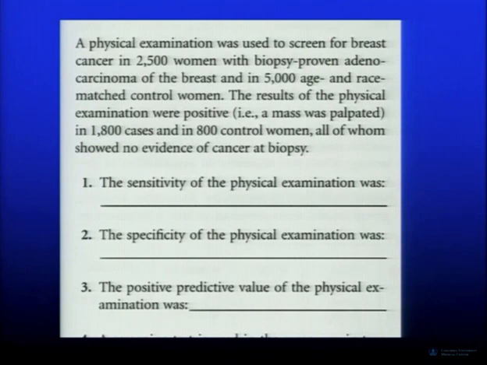Right, 1,800 is going to be here. 2,500 is here, right? It's the total number, so then the difference here is going to be 700. And where did you say the 800 is going? Up here, right? And this is 4,200. And so here is 5,000 people without the disease, right? So everyone clear on how you get that?